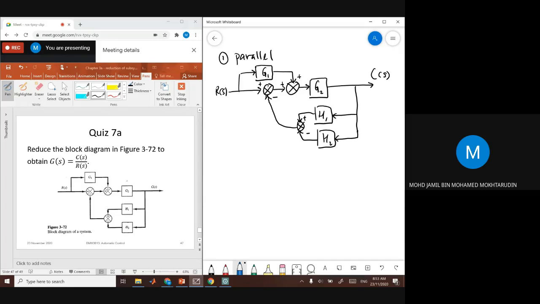Okay, so these two are parallel. So you can simplify them by adding them together, okay? So maybe you can write, redraw.